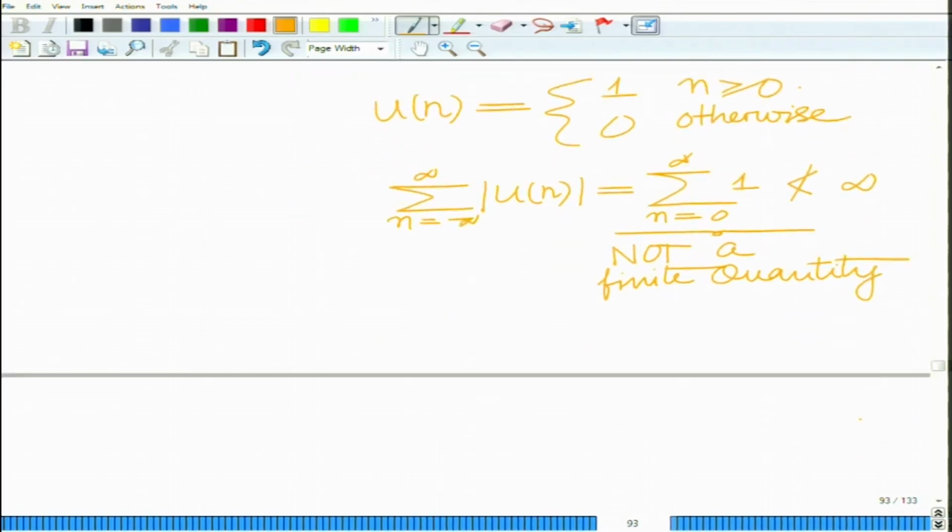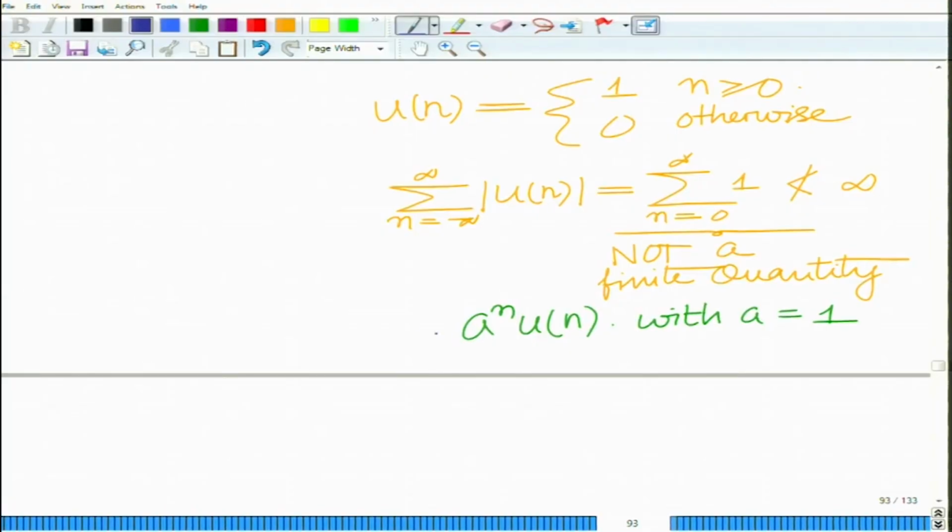So, this is of the form a raised to n u n with a equals 1. So, magnitude of a is not less than 1, but rather magnitude of a equals 1, which means the ROC does not contain the unit circle. The ROC is magnitude of z greater than magnitude of a, so the ROC does not contain the unit circle in this case.